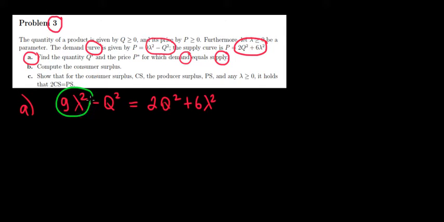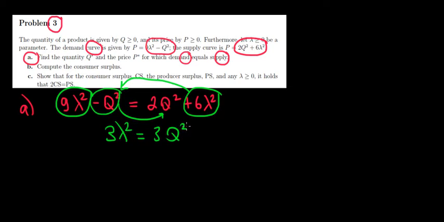So we have 9 lambda square. We take the 6 lambda square to the left. So we have 9 lambda square minus 6 lambda square. That becomes 3 lambda square equals 2Q square. And we take this one to the right. So plus Q square is 3Q square.